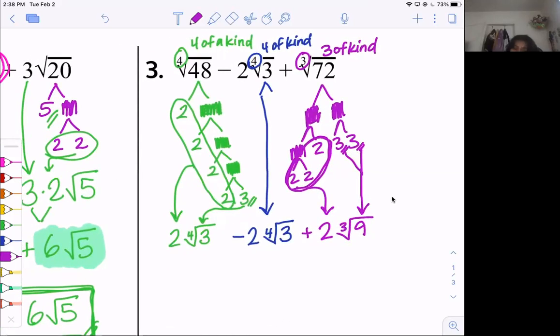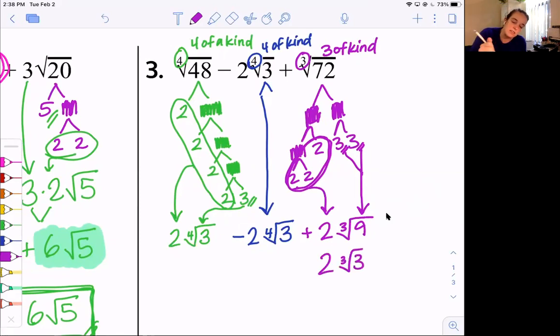Miss, I got a question. Does the grouping matter, like 4 of a kind and 3 of a kind? Like let's say if the 9 was a 3, would it matter? Yeah, that is a good question. It does matter, yeah. So like you're saying if this ended up being like this, could we add this one and that one together? Yeah, so it does matter.